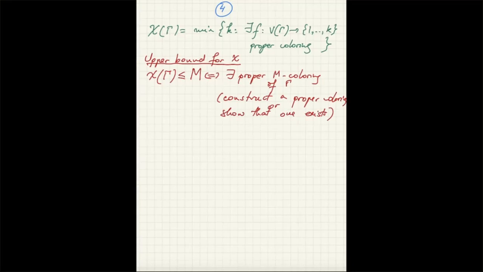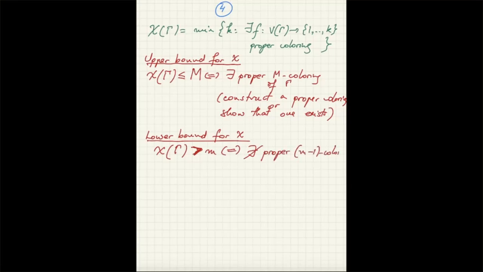And then what about lower bounds? If you want to prove that chi of gamma is strictly greater than m, that involves the following thing. You want to prove that there is no proper m-1 coloring of gamma. Restated, there is no m-1 coloring of gamma that is proper.